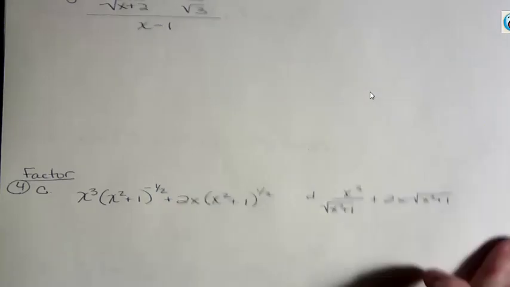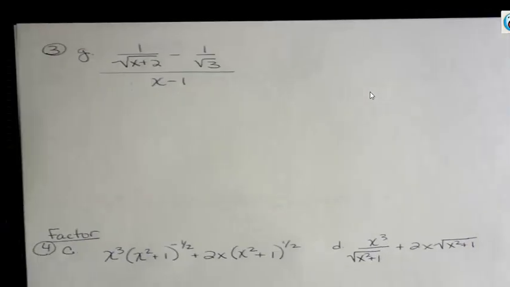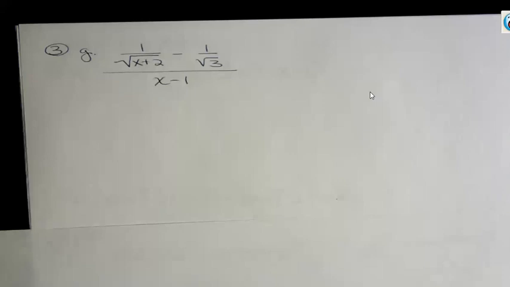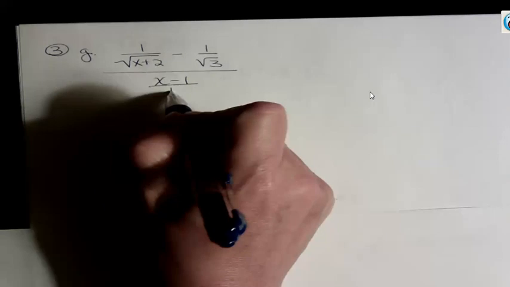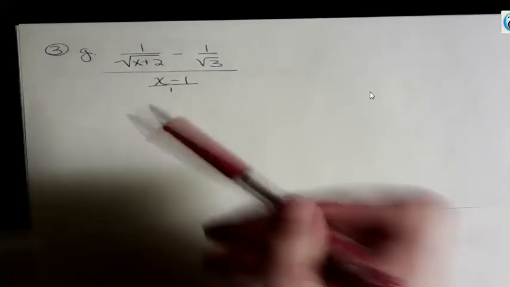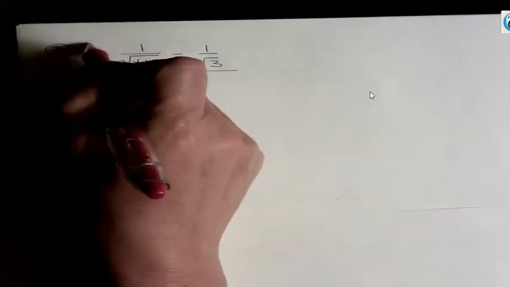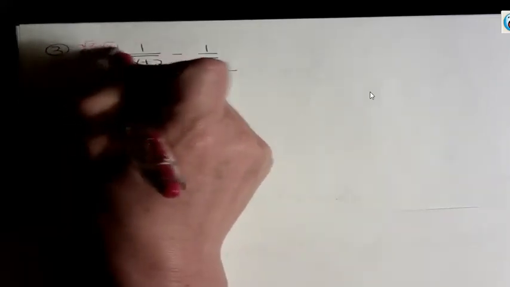Let's take a look at one more simplifying complex fractions. This was 3G on the original sheet. In this one, we want to multiply everything by the LCD. What's the LCD? Well, this is 1. So we have a square root of 3 and we have a square root of x plus 2. That is our LCD. Everything has to be represented.